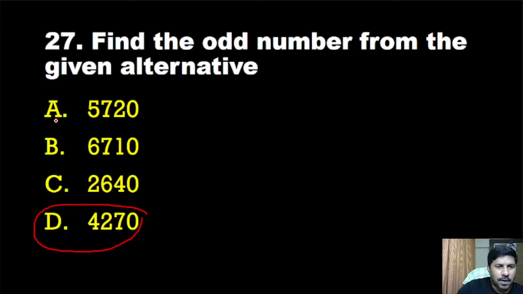So once again, in option A, first number plus third number is the middle number. 5 plus 2, 7, is the middle number of the first option. In the second option also, 6 plus 1, 6 is the first number, 1 is the third number, so 6 plus 1 is the middle number. Option C is the same. First number is 2, third number is 4 and second number is 6. First number and third number addition is 6. So there is no relation with the fourth option. 4 plus 7 is 11, but in this option the second number is 2. So there is no relation with the other options, and we can identify this is the odd number here.